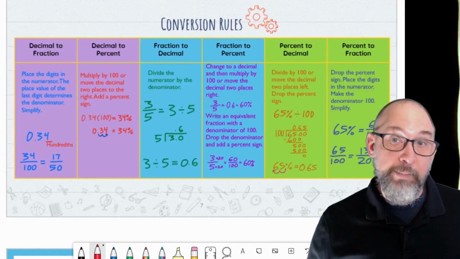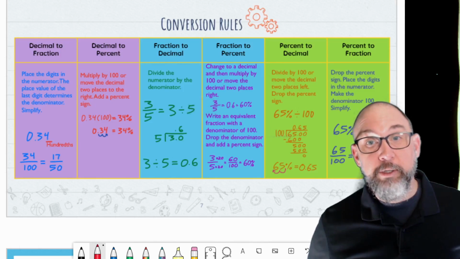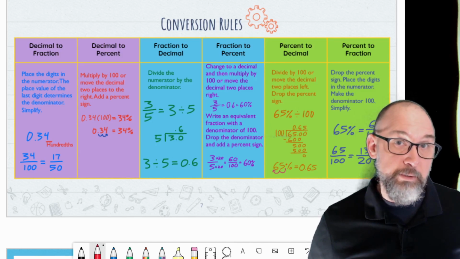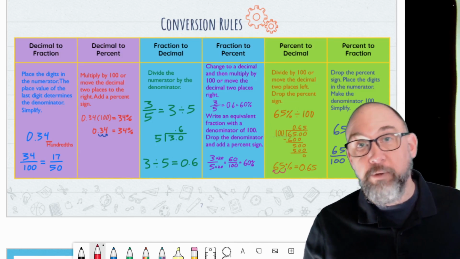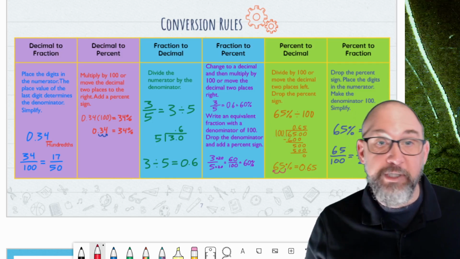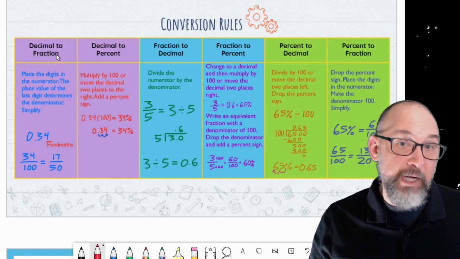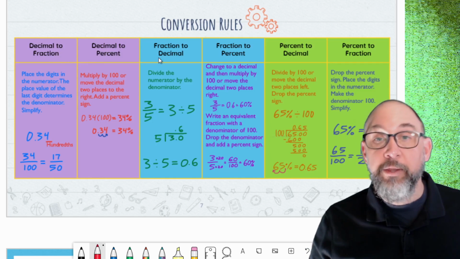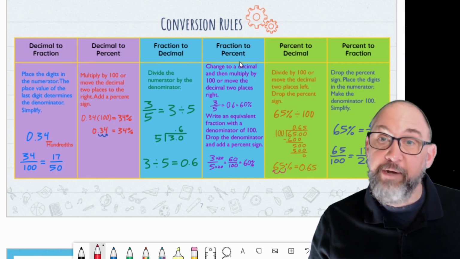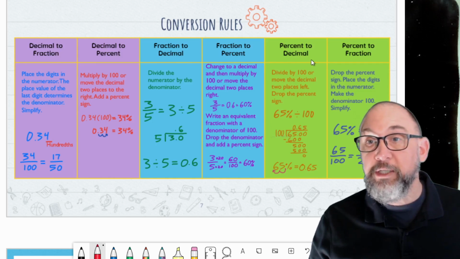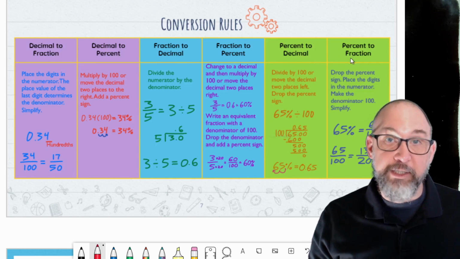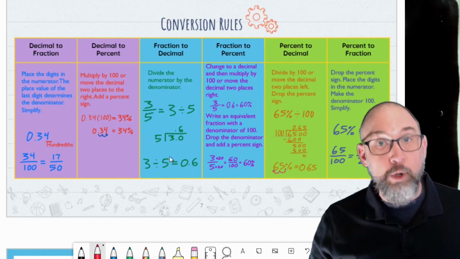I also want to remind you about the conversion rule table that I put in the notes for you. This shows you how to convert any of the number formats to one of the others. For example, the purple will show you decimal to fraction and decimal to percent. The light blue is fraction to decimal and fraction to percent. And the green is percent to decimal or percent to fraction. So if you forget, go back and look at the table.